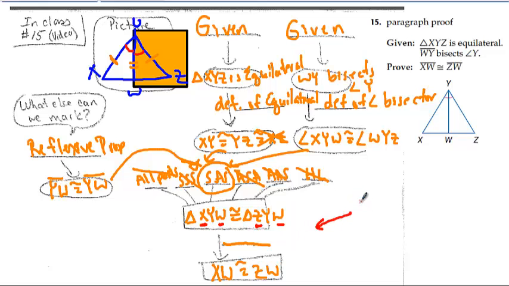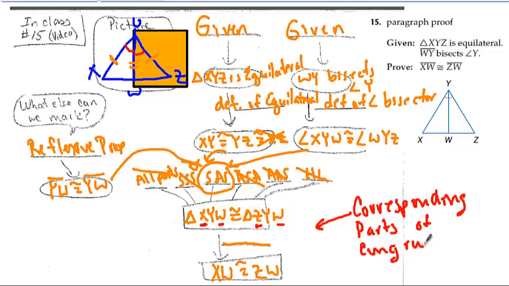When parts match up, this is the name of the rule that we're going to abbreviate in a minute. It stands for this: corresponding parts of congruent triangles are congruent.